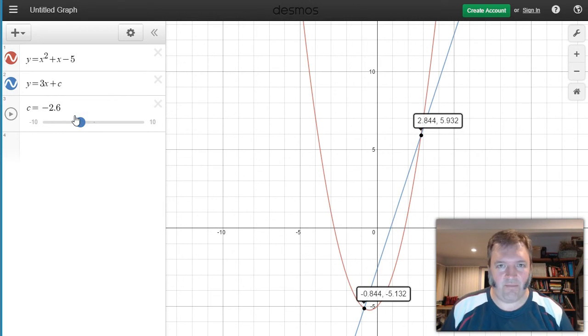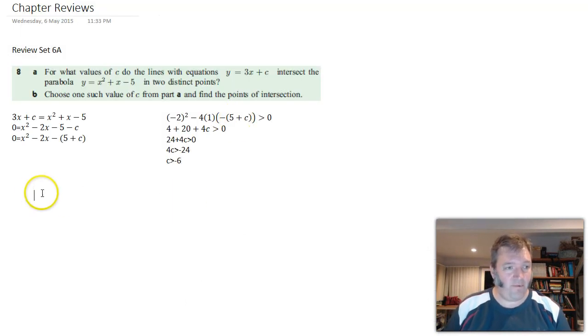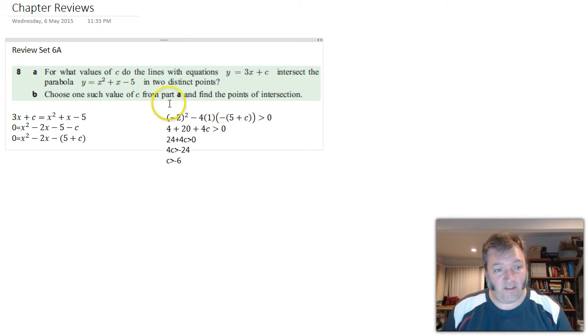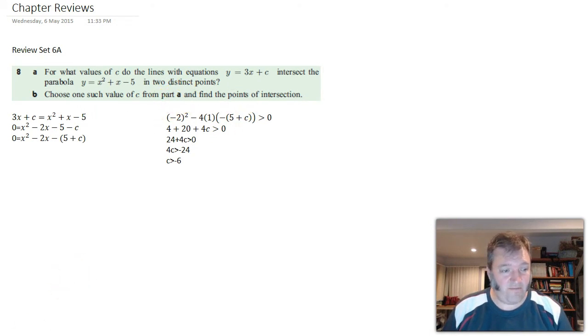Let's jump back in and do part B now, and then we'll be able to check it on this parabola again, seeing as though we've already got it set up. So for part B, choose one such value from C that satisfies it and find the points of intersection. I'm going to go and check what value was suggested to me in Edmodo, and we'll be back. Obviously it took me longer to check the value than it did for you to wait for me.